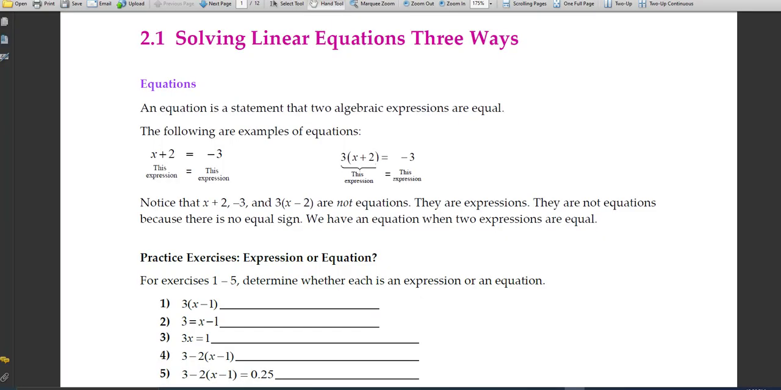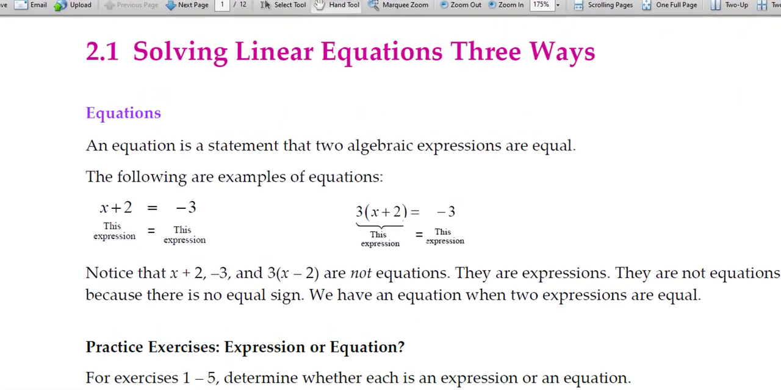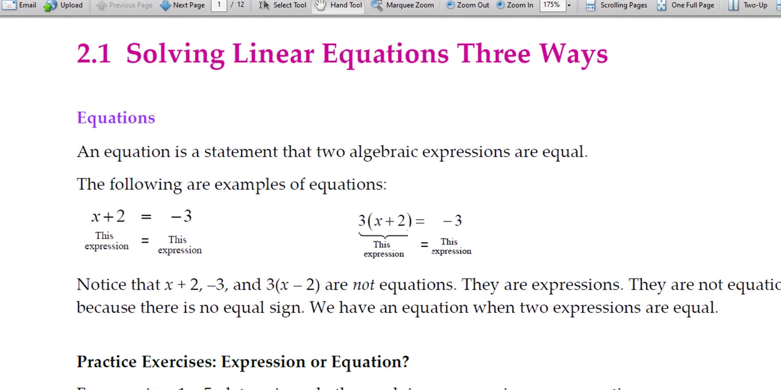Hello class, in this video we're going to start section 2.1. We're going to learn how to solve linear equations 3 different ways. So before we get to that, let's first talk about the difference between an expression and an equation. An expression does not have an equal sign, but an equation will have an equal sign.